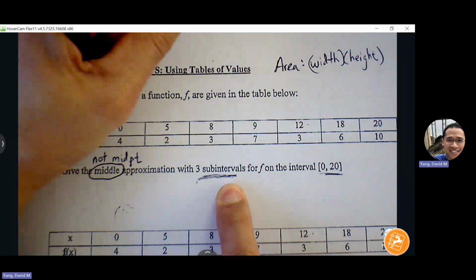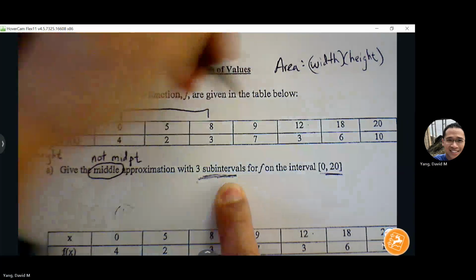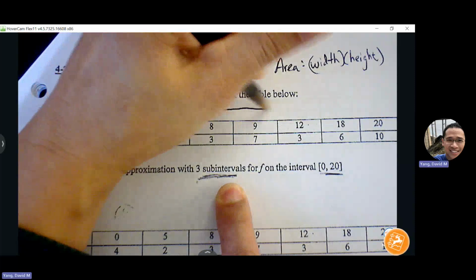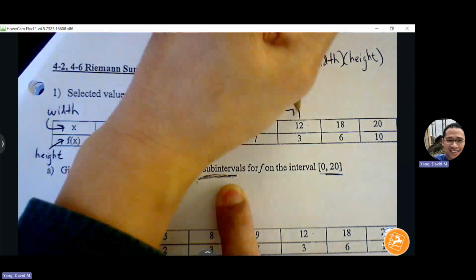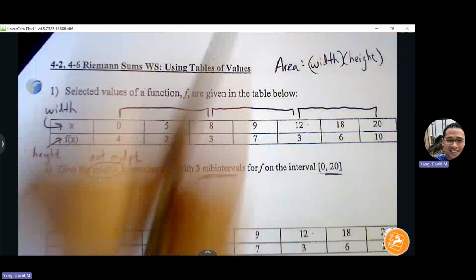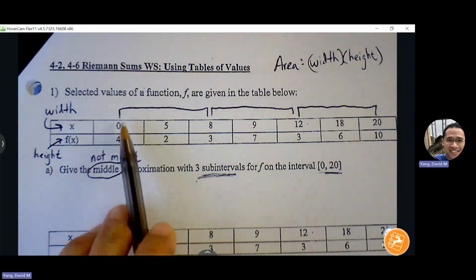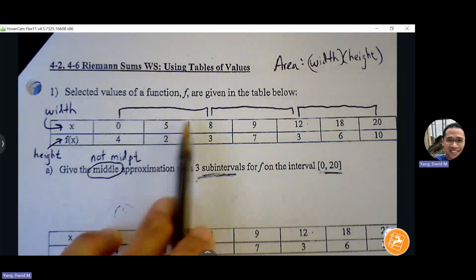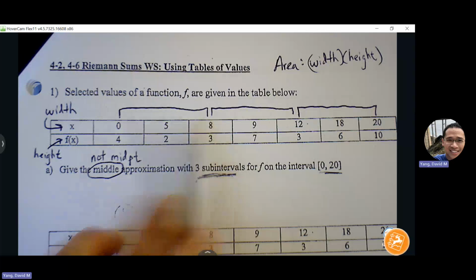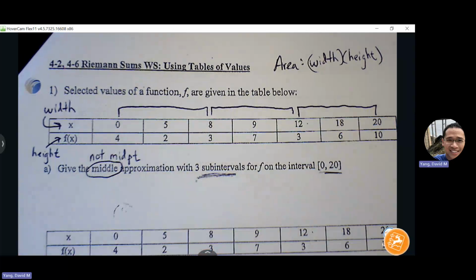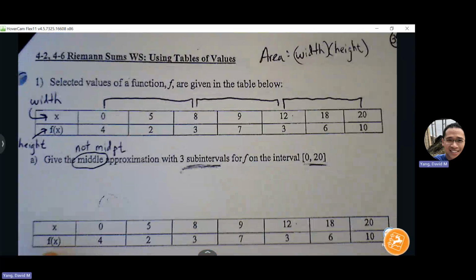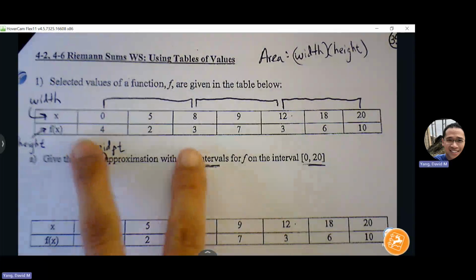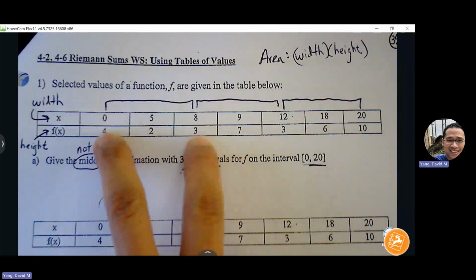So I want us to do this here. From 0 to 8 is one subinterval. From 8 to 12 is a second subinterval. And from 12 to 20 is the third subinterval. For every subinterval, make sure you start at the center of your first ordered pair and move to the center of your final ordered pair. Don't start at the ends. That will mess up your ability to calculate. Now, these are not the same width, but they all span the same number of ordered pairs.